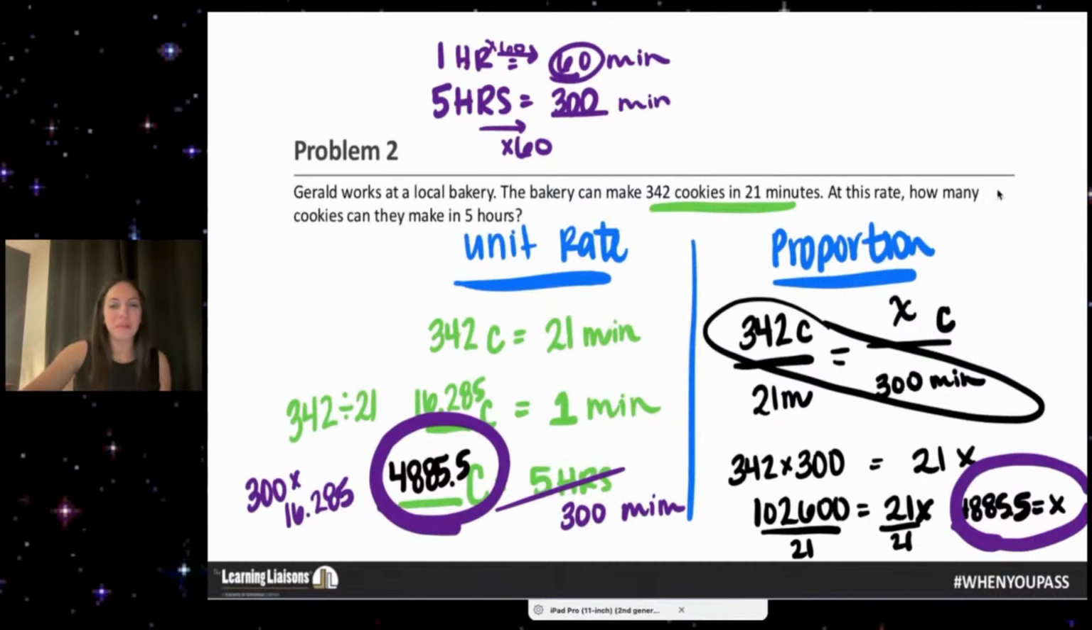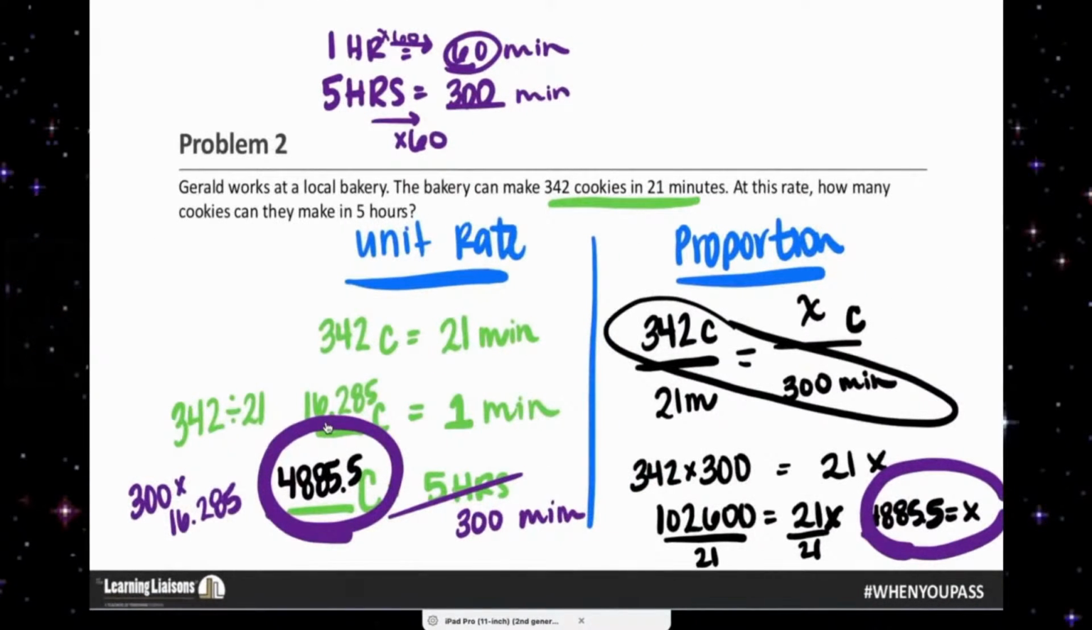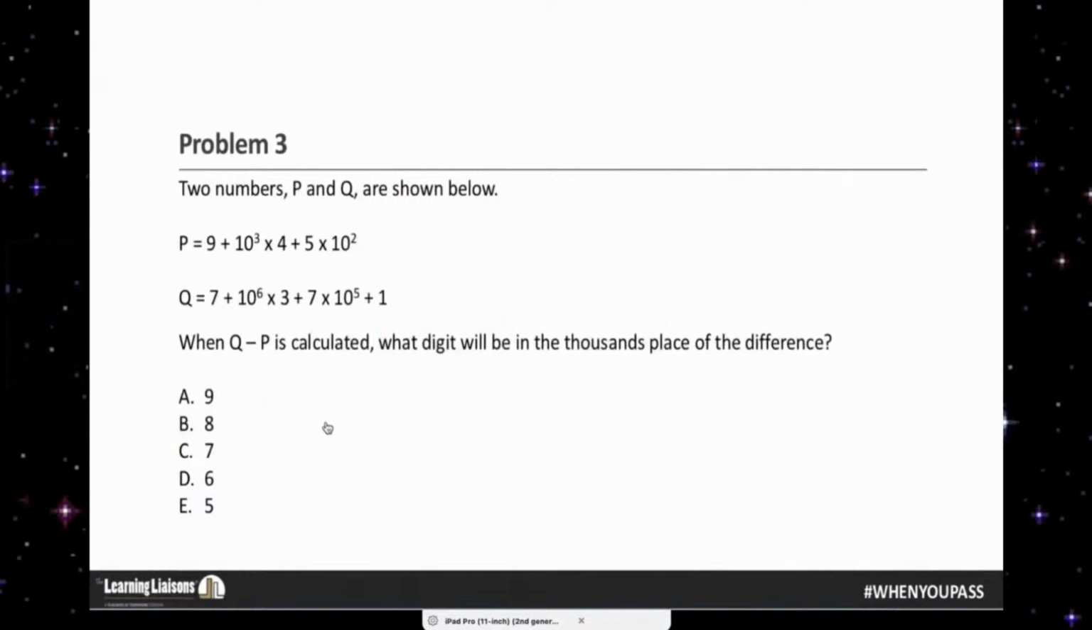All right, let's move on to problem number 3. Two numbers, P and Q, are shown below. P equals 9 plus 10 cubed times 4 plus 5 times 10 squared. And Q equals 7 plus 10 to the 6th power times 3 plus 7 times 10 to the 5th plus 1. When Q minus P is calculated, what digit will be in the thousands place of the difference?